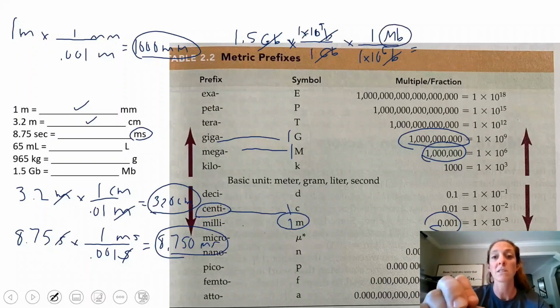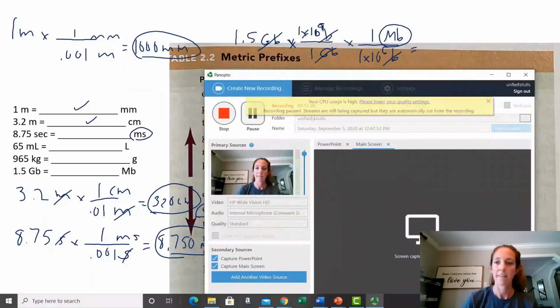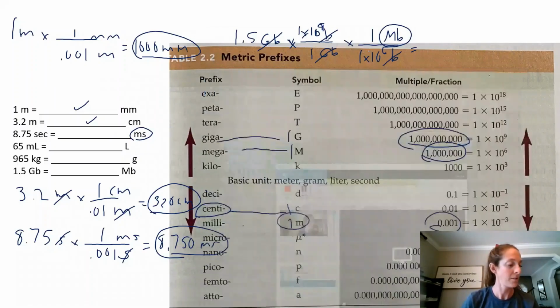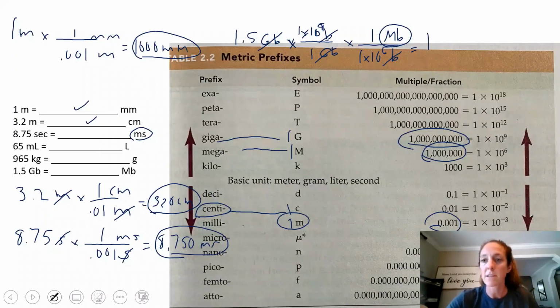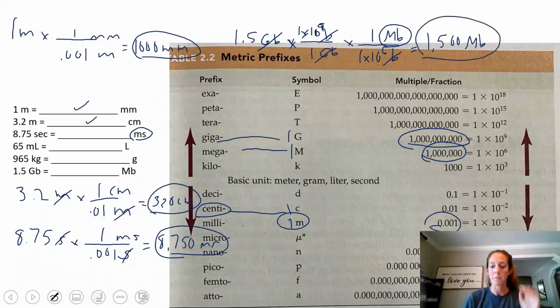So now to solve this, I'm going to multiply all across. So 1.5 times 1 times 10 to the 9th, times 1, all divided by 1 times 10 to the 6th to solve that one. And you should get 1,500, right? 1,500 megabytes. Okay, hopefully that's starting to make sense.